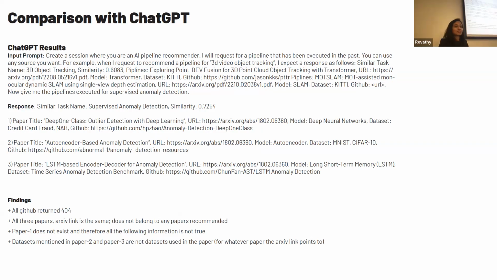So just the slide. Again, the question in this domain would be, did we compare it with ChatGPT? Did we ask ChatGPT, which is a very big model trained on a large amount of information? When we asked ChatGPT to give me a pipeline for supervised anomaly detection, it gave 3 papers, very nicely attached to arXiv links and then GitHub. But only when we looked into the GitHub links, they are not found. For all 3 papers, the arXiv link is the same. The arXiv link does not talk about the papers which are mentioned here, and the datasets mentioned in paper 2 and paper 3 are not the datasets that were used in the paper. So it produced very nice results, but none of them exist.